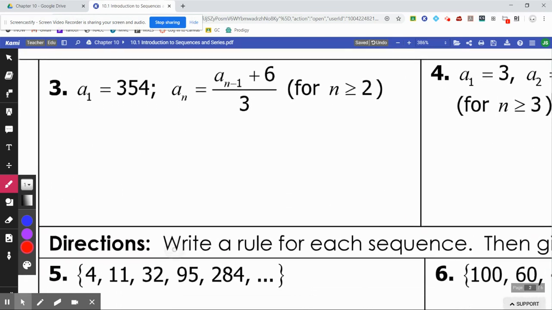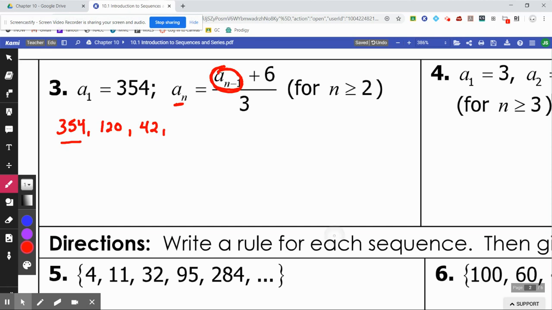Okay, here, your first term is equal to 354. To find the next term, you're going to take the term before it, add 6 and divide by 3. So if we add 6, that's 360, and divide by 3, you get 120. How do you find the next term? You take that term, add 6 and divide by 3. So it'd be 126 divided by 3, that'd be 42.